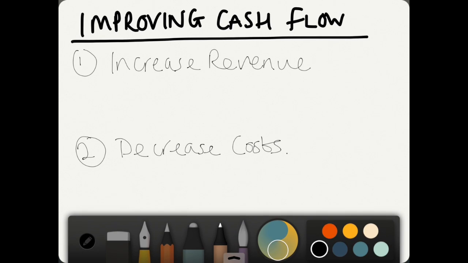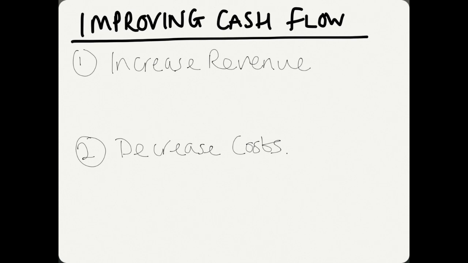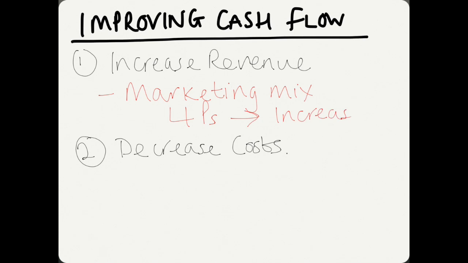Now, when you're writing your exam answers and you have a question on improving cash flow, you're going to say, well, they could increase their revenue by using the marketing mix. And think back to marketing mix, which is the 4 Ps. Okay, and they could use the marketing mix to help them increase sales. You might also say your second argument might be to improve their cash flow, they could decrease their costs.